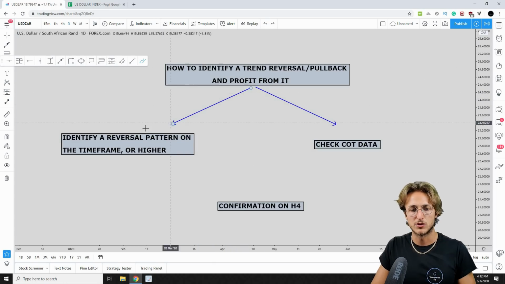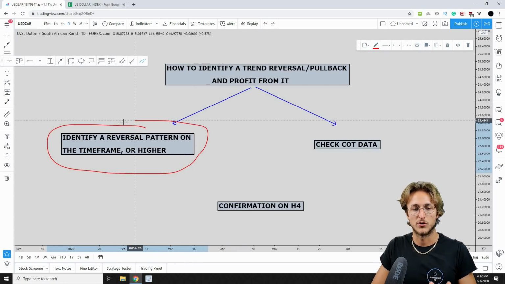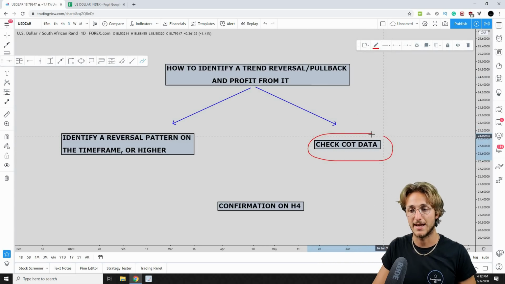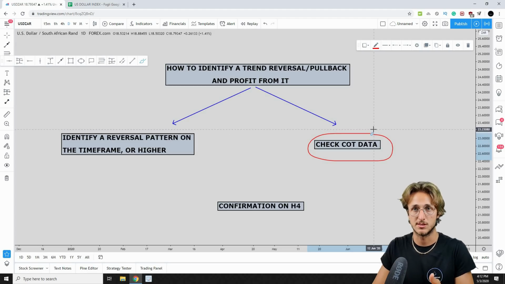So first of all, identify a reversal pattern on the time frame or the higher time frame on which you're looking for a possible trend reversal. Second step, you have to check the COT data and see if it is actually showing the same thing that you want to be seeing from a technical perspective.